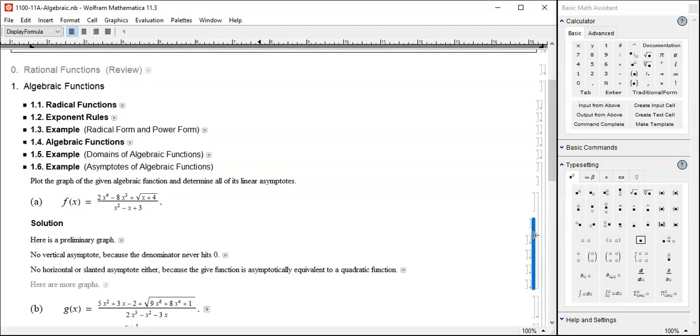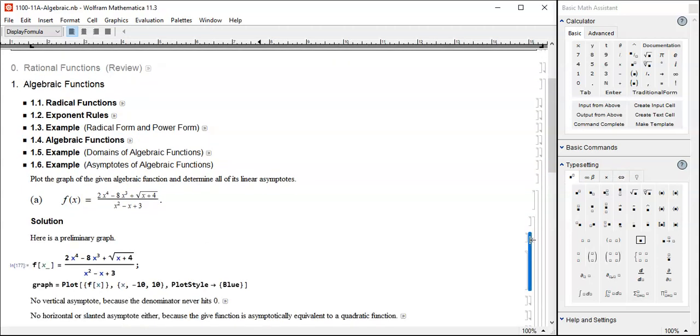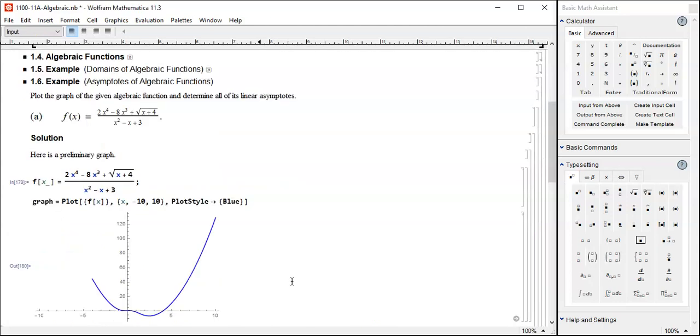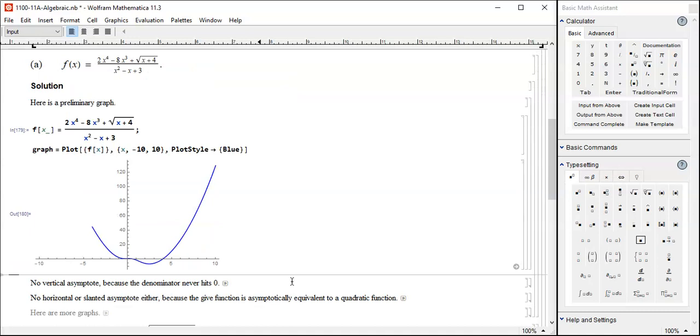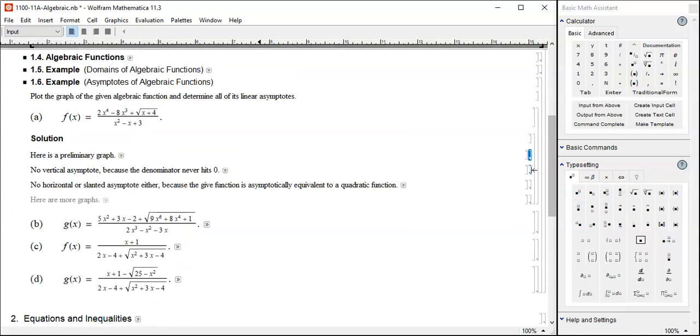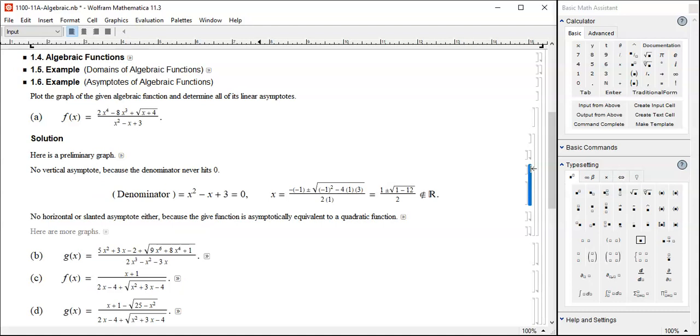Well, I'd like to save some time, so instead of going to the Desmos graphing calculator, let's just do it here. The graph looks like this. It's kind of parabolic. No vertical, no horizontal asymptote. How do I know for sure? Vertical asymptote: set the denominator equal to 0, and I have no real solution. So no vertical asymptote.